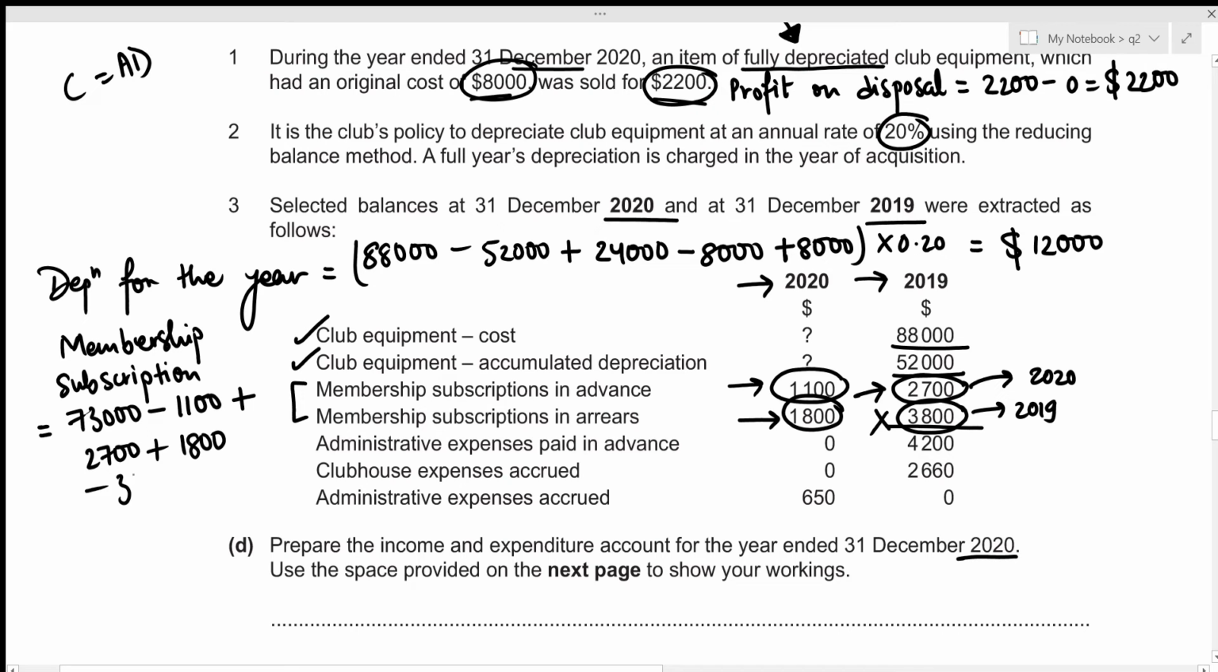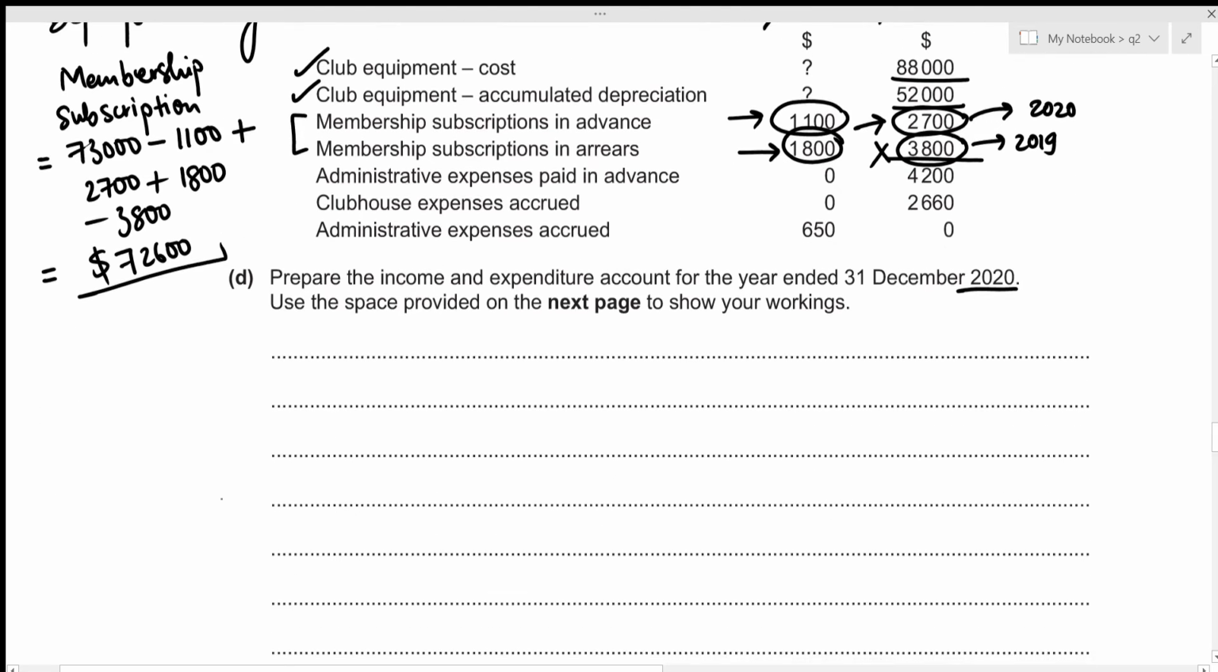That's minus 3,800. So this gives the total membership subscription for the year ended 31st December 2020 to be 73,000 minus 1,100 plus 2,700 plus 1,800 minus 3,800, which results in the value of 72,600. And this is a membership subscription, which definitely is an income. So let's include this in our income section.